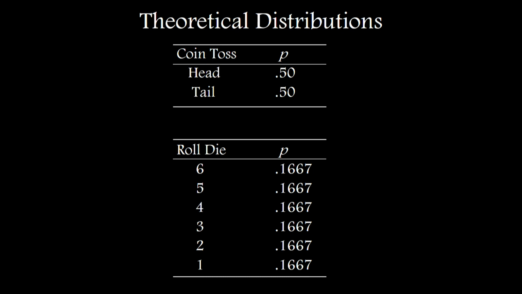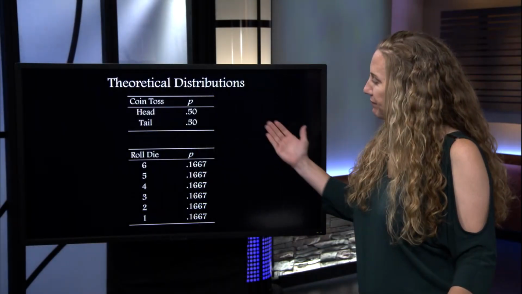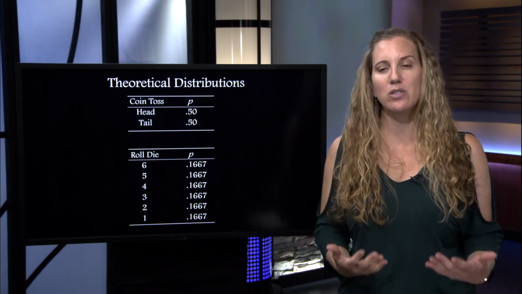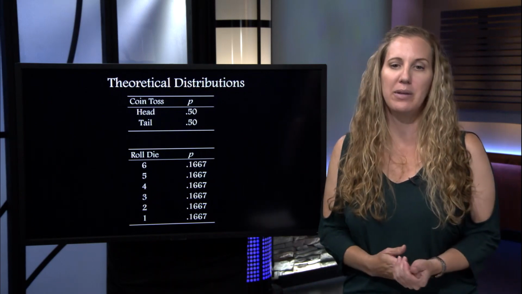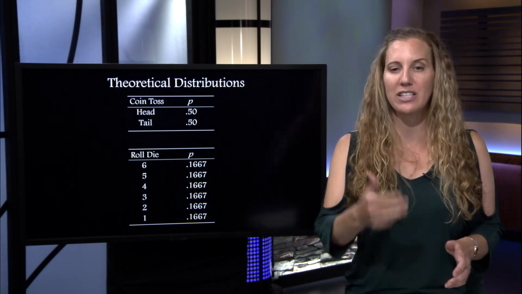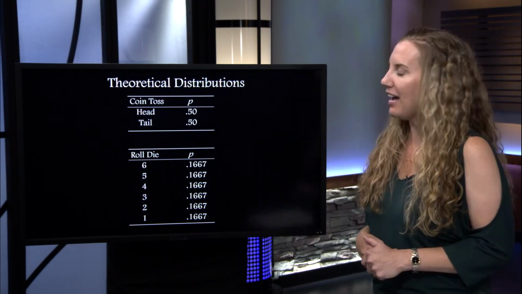The probability is going to be 0.1667, or a 16.67% chance of rolling any one of those numbers. And so again, these are going to talk about proportions, but it also is going to tell me about my probability. So I have a 17% chance of rolling a die and getting a 4.